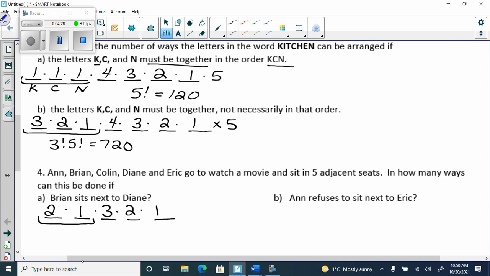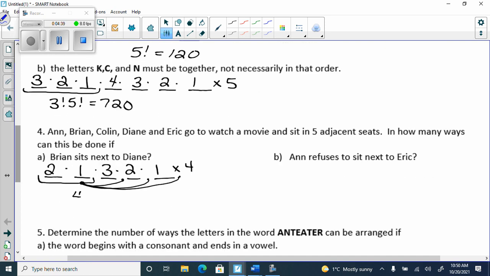Now if it said they had to sit on the far left, we'd be done, correct? But it doesn't say that, so we have to multiply by 4 because they can move here, 2, 3, or 4 more spots, right? So it's actually 4 factorial times 2, or 2 factorial, which is the same thing. So you get 48. Now Anne refuses to sit next to Eric.